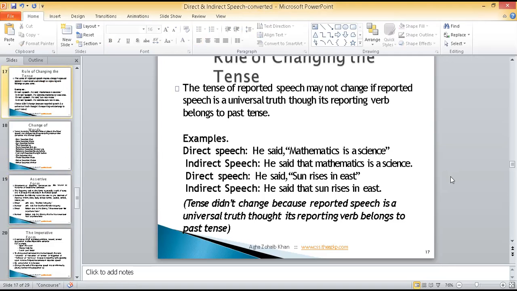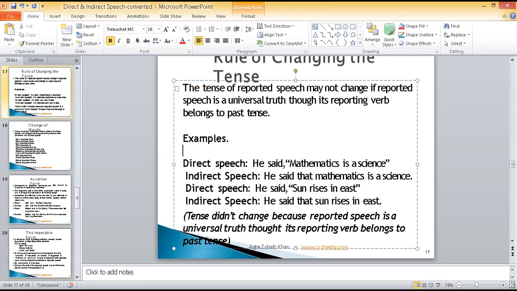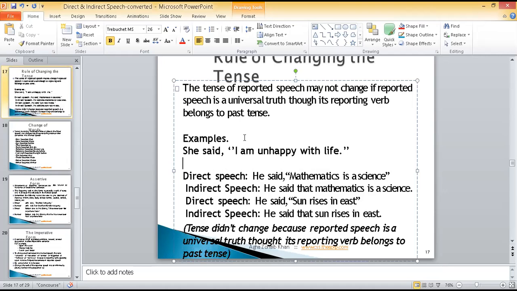Now, one thing that I would rather explain instead of letting it go is that you need to understand it is not a hard and fast rule that every sentence changes. For example, let me write something for you people. If I say that she said, I am unhappy with life, and you're going to convert it, obviously you would say that she said that she was unhappy with life.